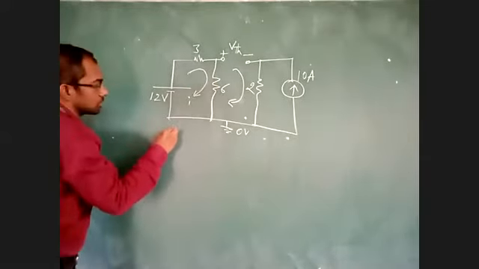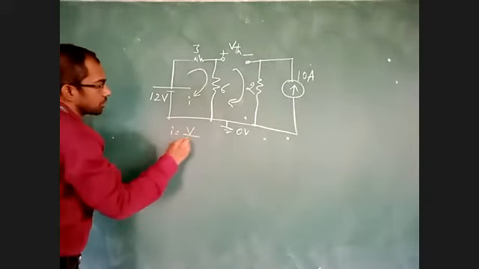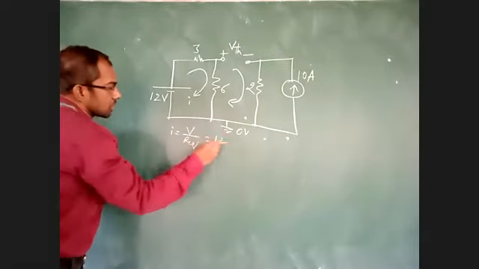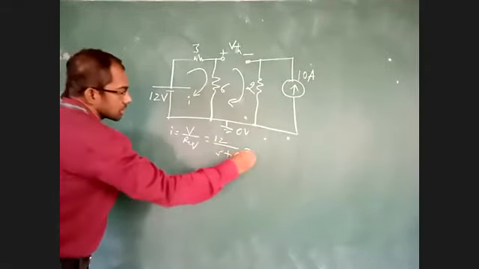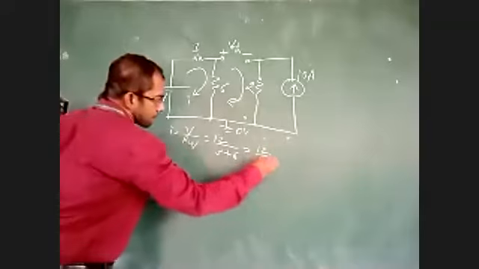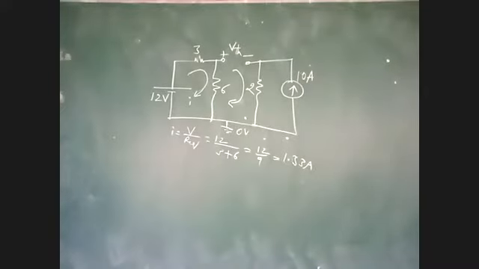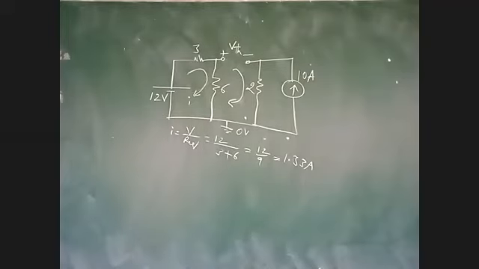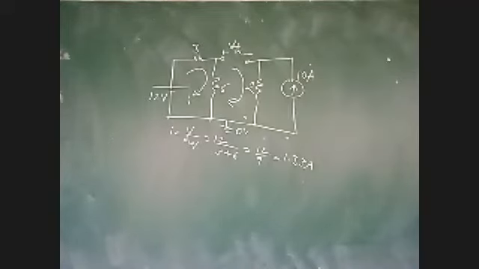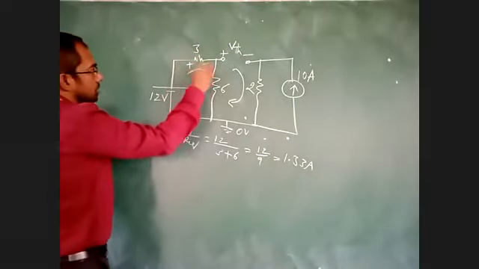Therefore, I is equal to V by R equivalent. V is 12, R is 3 plus 6. 12 by 9 is 4 by 3, 1.33. Now, what is the current in 6 ohms? 1.33 amperes. See here, in this direction of current, I will take plus and minus.